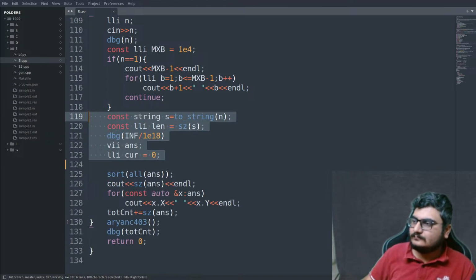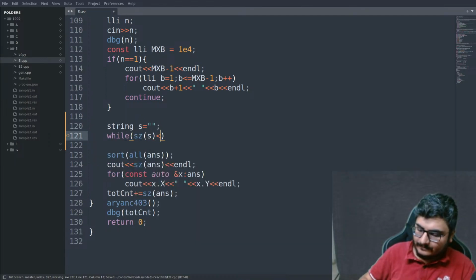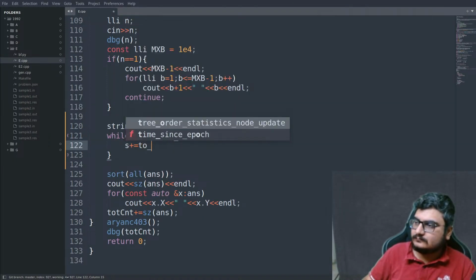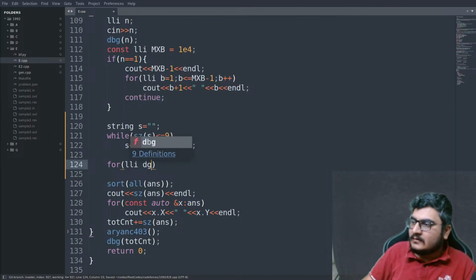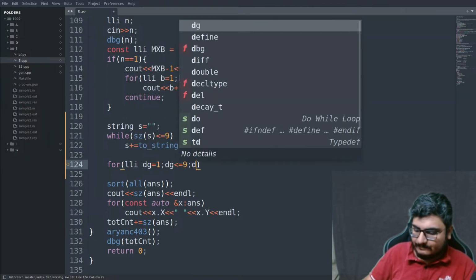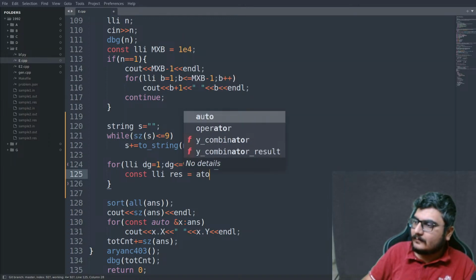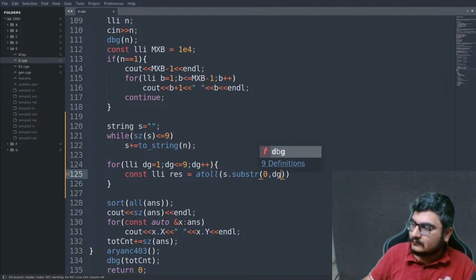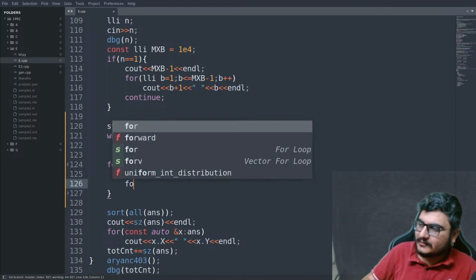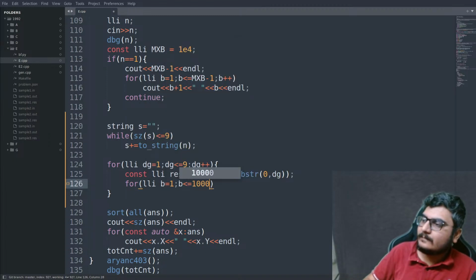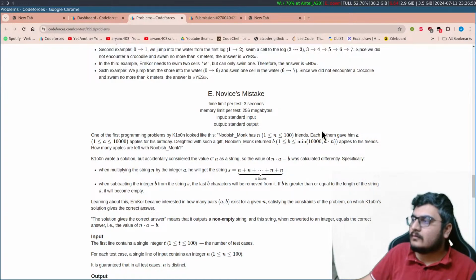First, if n is 1, then print all the possible values. Let's say 9. Keep adding n in the string form here. Let's fix the number of digits. Then we can use the stoll method to convert string to long int. This is the final value of b we want. B goes up to 10 to the power 4.